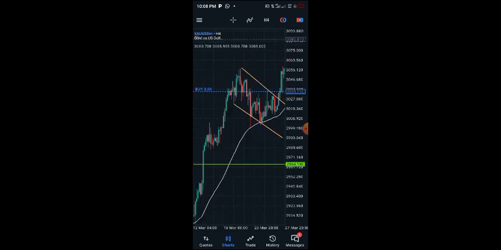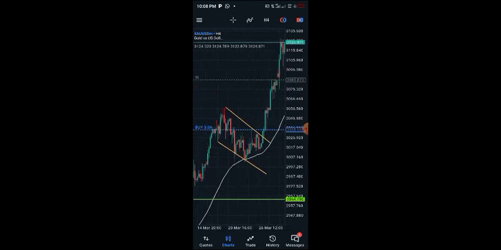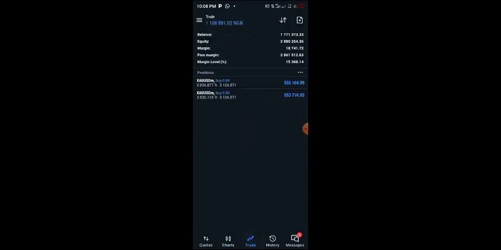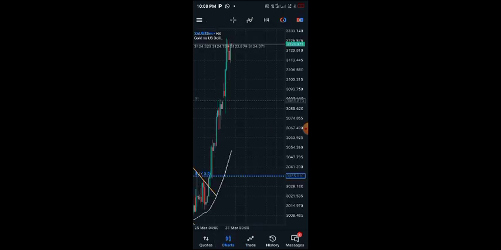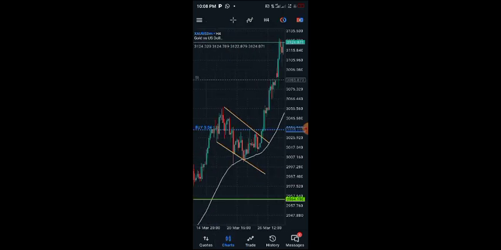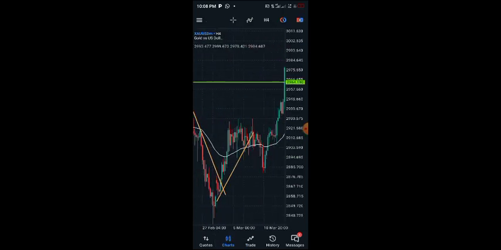So first of all, identify the trend. Use the 50 period moving average to identify the trend, if it's an uptrend or downtrend. And if it's an uptrend, you don't want to take the trade right there. No, you want to hold on. You want to wait for the market to do what? To come back and retest the 50 period moving average. Then you can take your buy position.